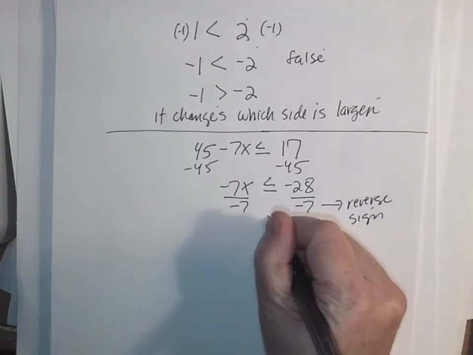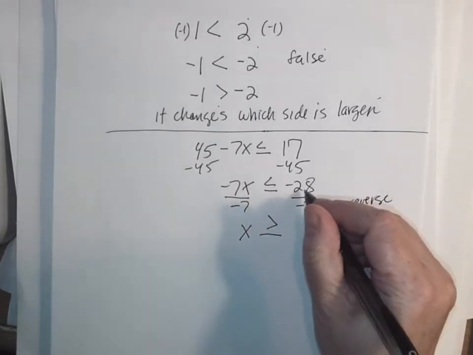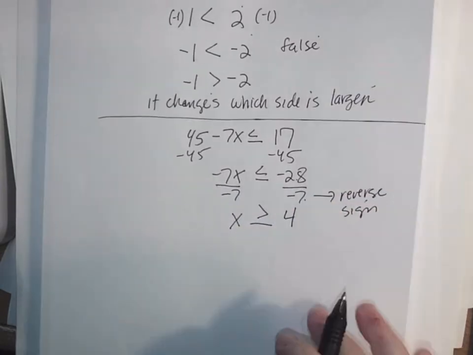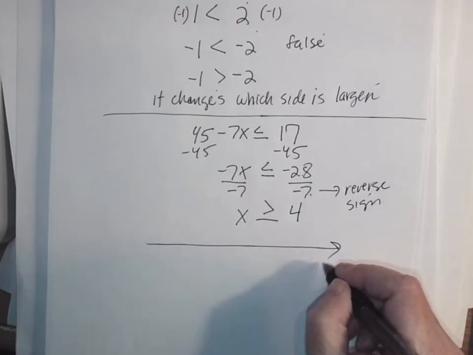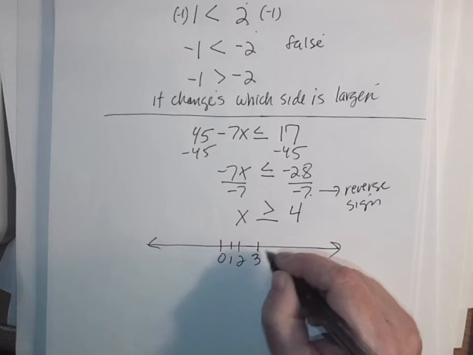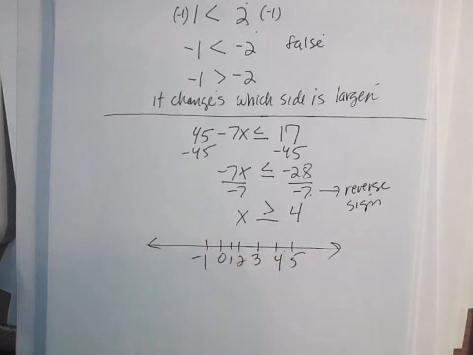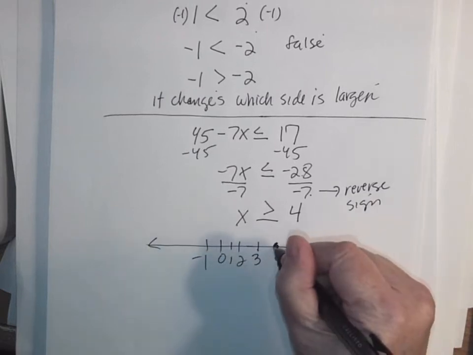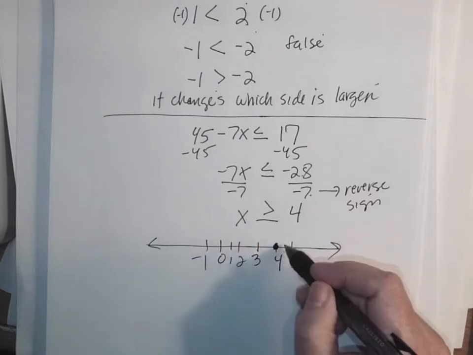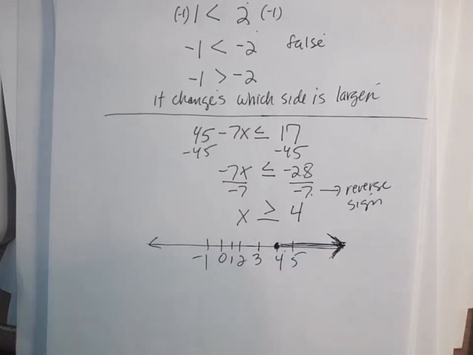So this becomes positive x over here, and negative 28 divided by negative 7 is a positive 4. So now I'm going to draw that on a number line. Hopefully you're not looking at how bad my drawing of a number line is, but I'm going to put a dark circle where 4 is because it means it's included as a solution. And I want all values of x to be larger, so I'm going to draw my arrow in that direction. Okay, so that's how you do those.